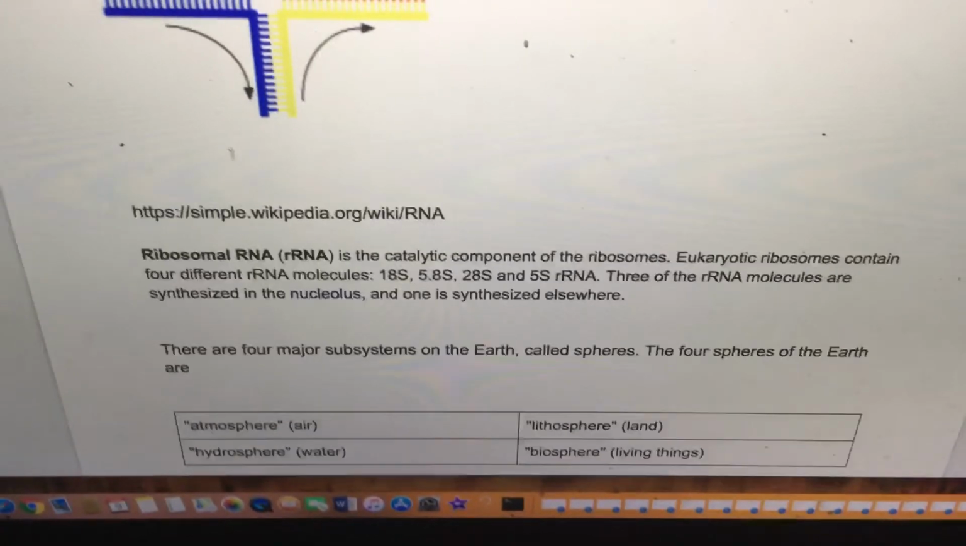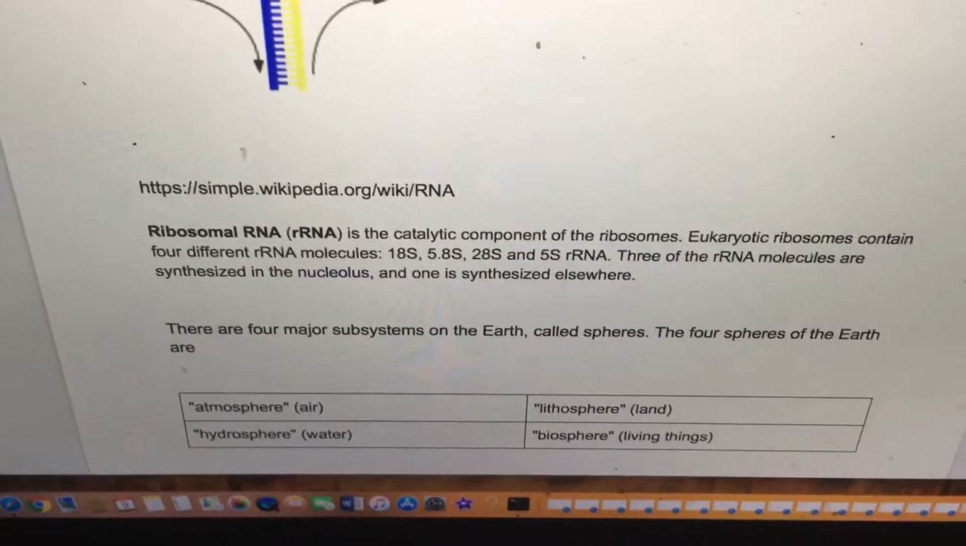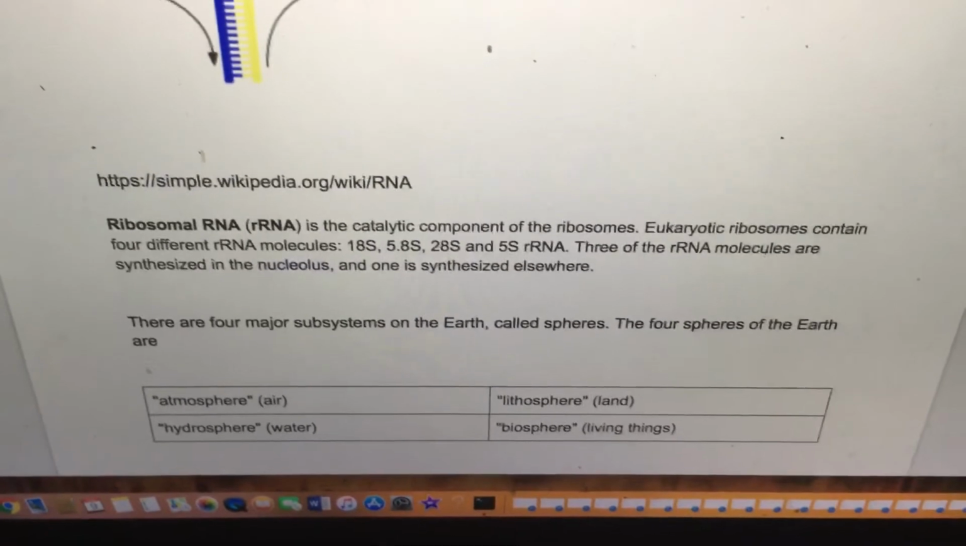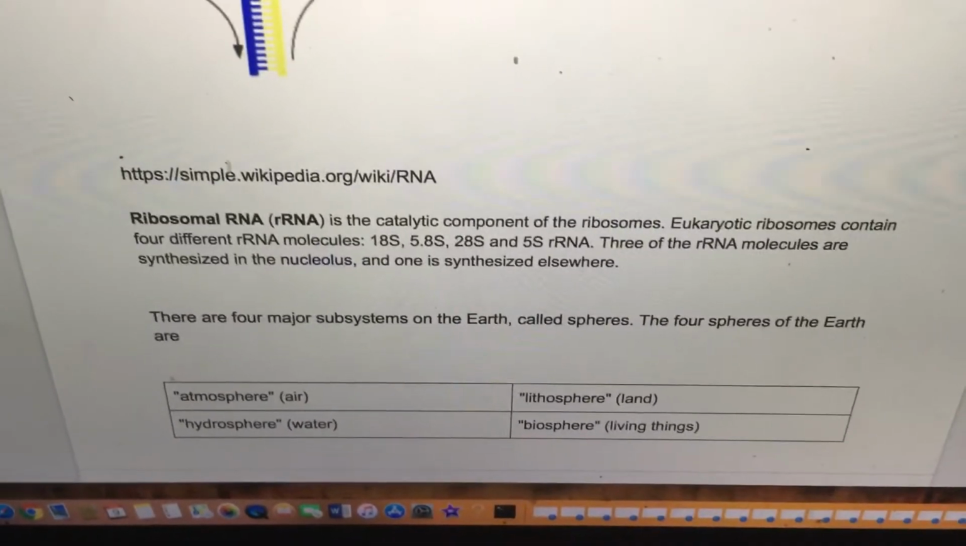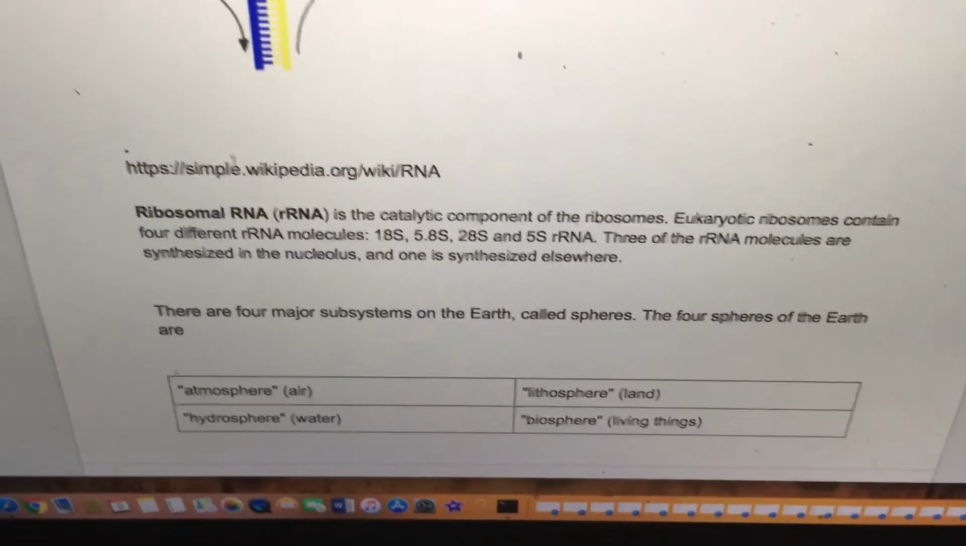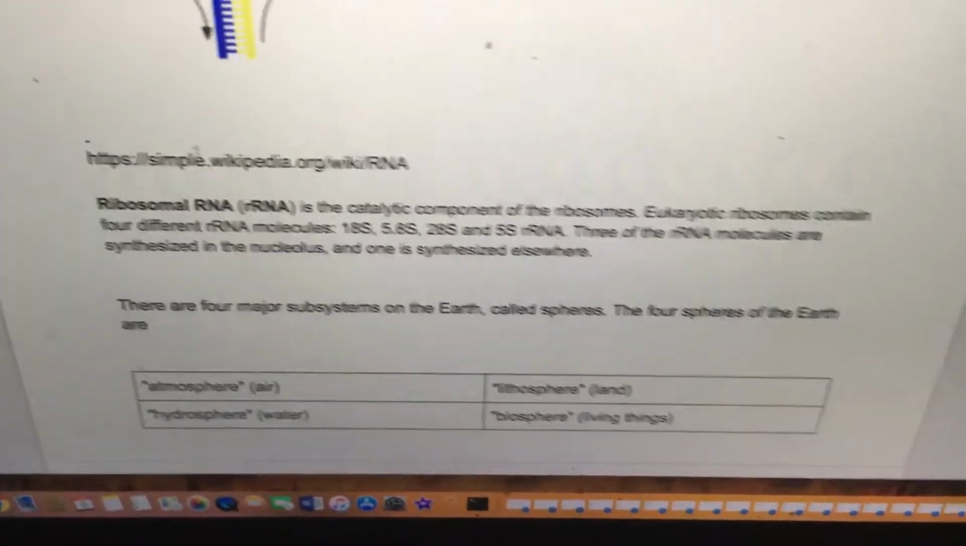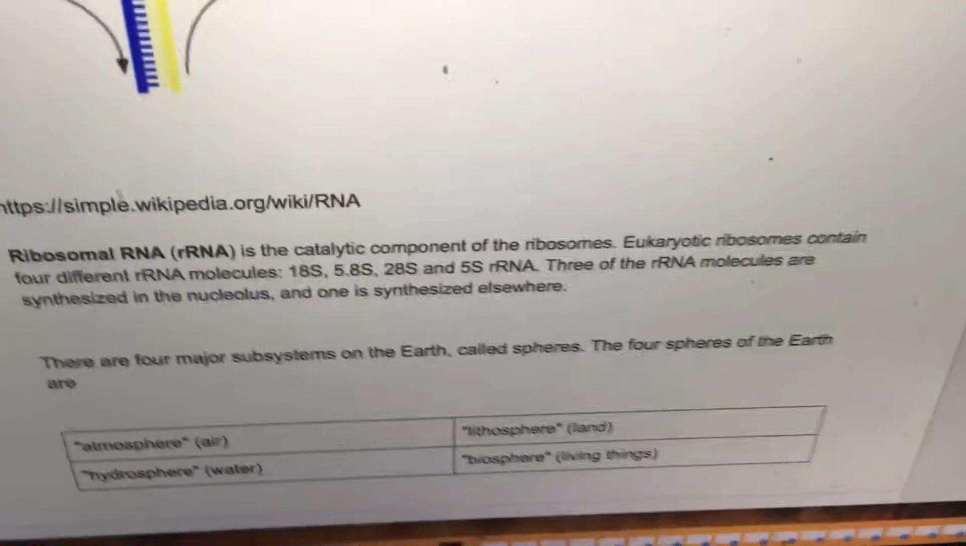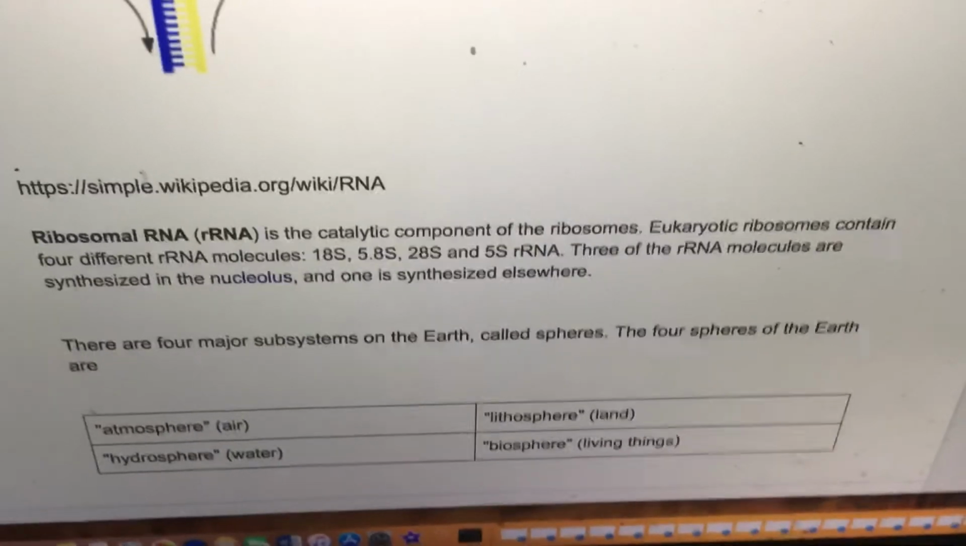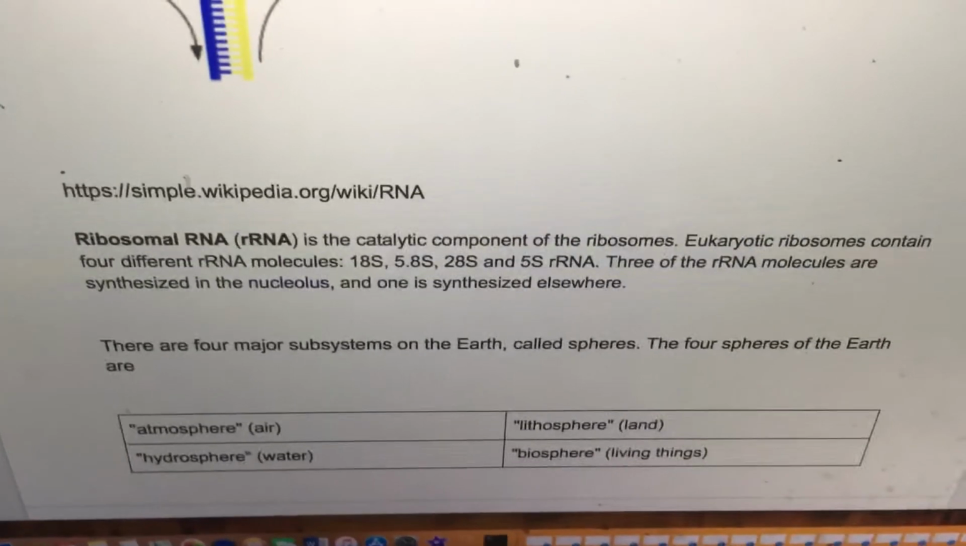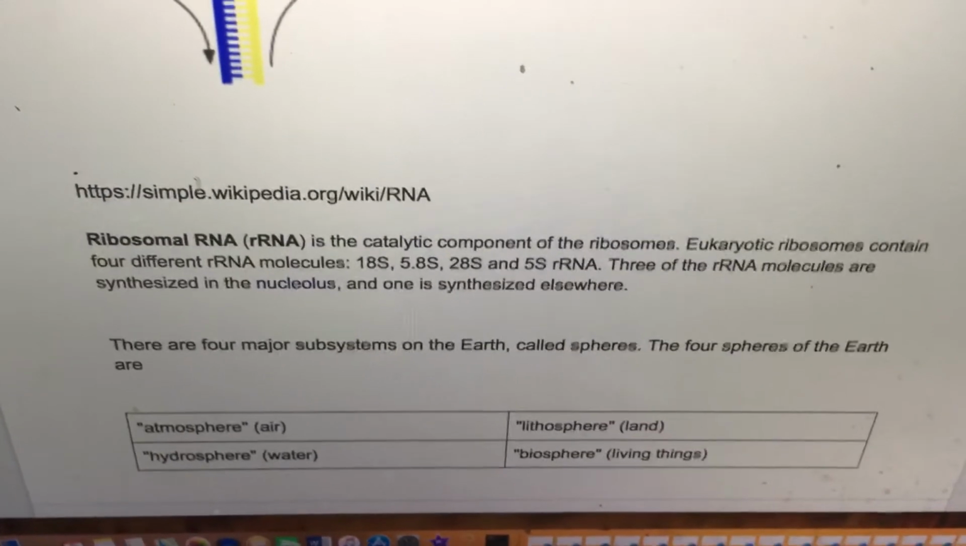Ribosomal RNA is the catalytic component of the ribosome. Eukaryotic ribosomes contain 4 different RNA molecules: 18S, 5.8S, 28S, and 5S rRNA. 3 of the rRNA molecules are synthesized in the nucleolus, and 1 is synthesized elsewhere. Therefore, there is a 3+1 pattern presented.